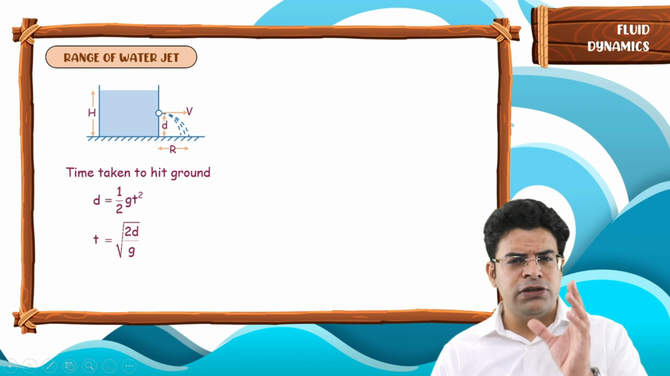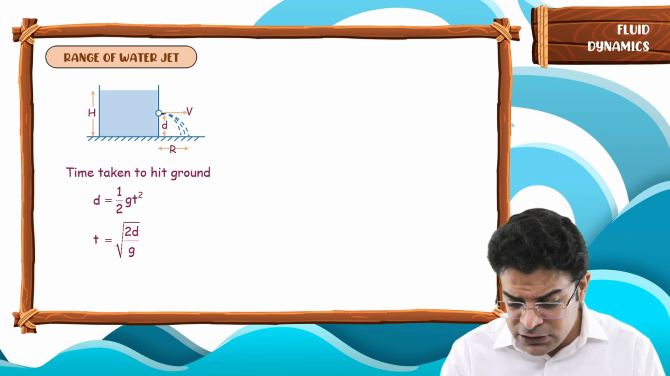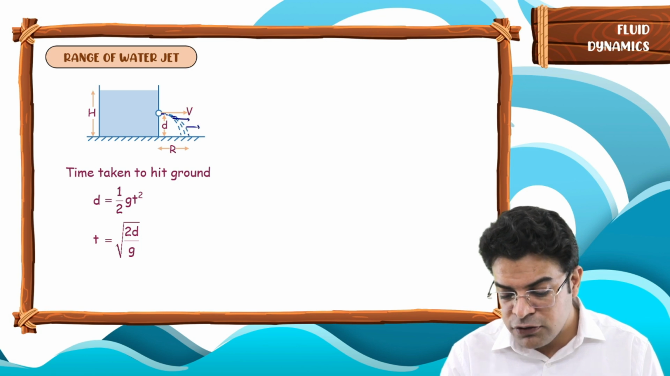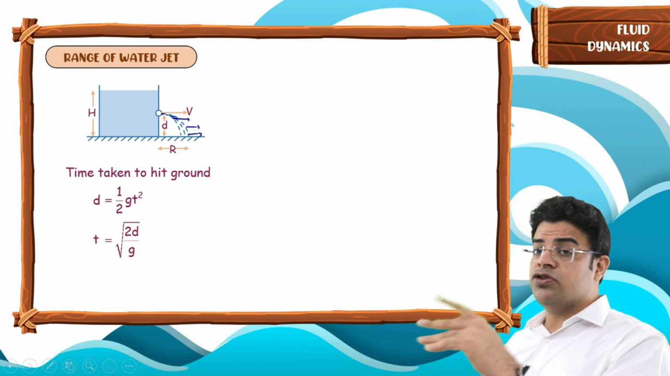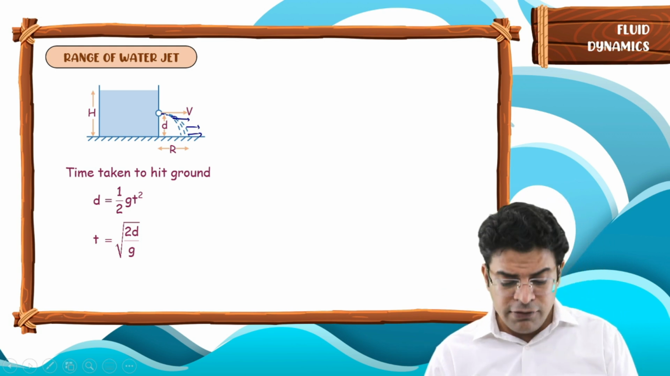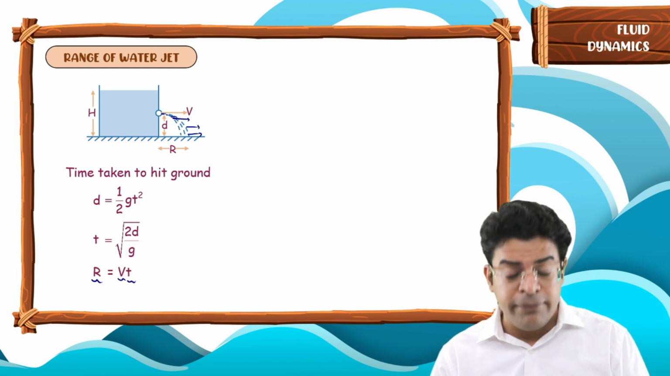Once you know the time taken to fall, you can find out the range. The jet makes the horizontal displacement because of the horizontal velocity. And since there is no acceleration in the horizontal direction, the horizontal velocity remains constant. So you will say the range has to be equal to velocity into time taken to fall.